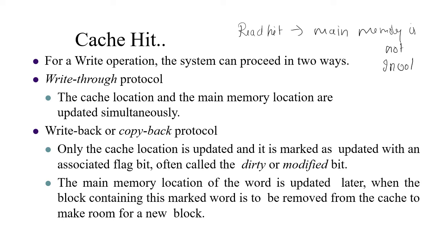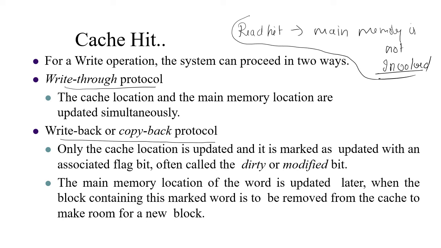Whereas during the write hit, the processor will write the data back to the memory. When it writes back, there are two ways of doing it. Either it will write only to the cache memory, or, since the same copy of the cache block is also present in the main memory, the main memory is updated too. That is decided by the two protocols we have during the write operation: write through protocol and write back or copy back protocol. During the write through protocol, the cache location and the main memory location are updated simultaneously.